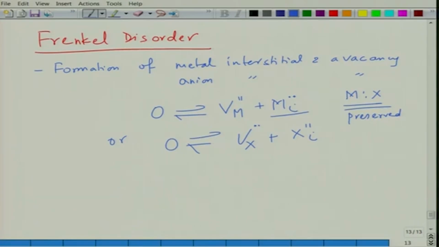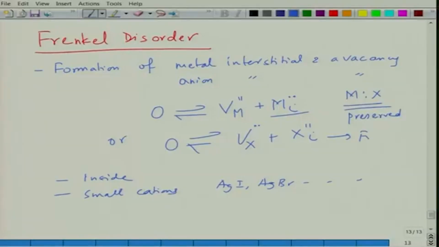So, this happens inside the crystal because nothing has to leave, and it happens in systems with smaller cations. So, things like AgI, AgBr, many halides show this kind of reaction. Okay. So, this is Frenkel or anti-Frenkel. It is called Frenkel in the case of cation, and anti-Frenkel in the case of anion.